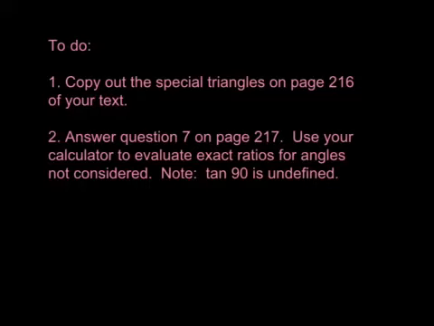The second thing I'd ask you to do is answer question 7 on page 217. Now you've got some ratios there, exact ratios for angles such as 0 and 90 degrees as well. You can just use your calculator for those ones, but in our next video on the unit circle you're going to see where the exact ratios for 0 and 90 degrees come from. Just note at this stage that tan 90 degrees is what we call undefined, and in the next video you'll see why that is the case. So undefined or infinity.